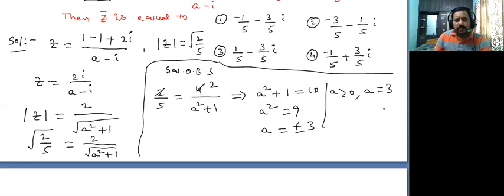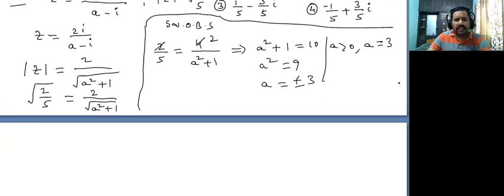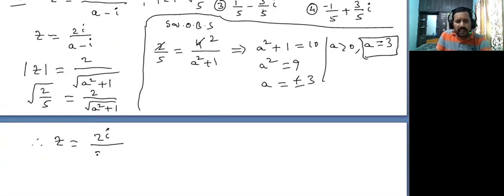Now we need to find Z. What is Z? So we need to find Z conjugate. First find Z: 2i divided by (a − i). The a value we know that is 3. So 3 minus i. So simplify this. Multiply numerator and denominator by 3 plus i.